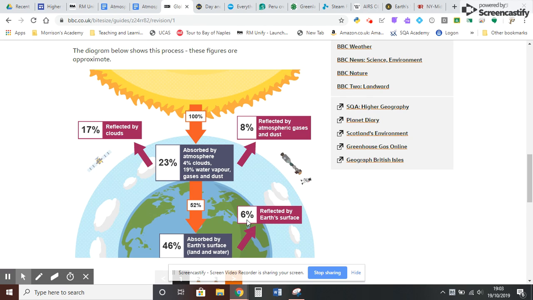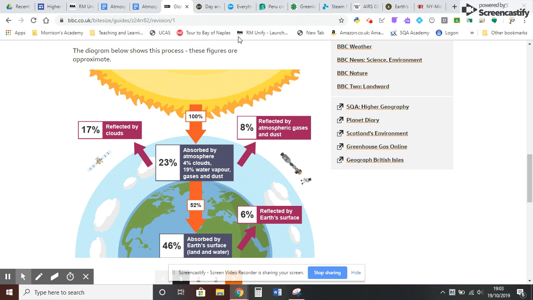It does vary depending on which particular diagram you're using. But if we go with the idea that 31% is reflected, whether it's by the surface, by gases and dust, or by the clouds, we need to think why. And this brings in the second major part of an exam answer. The reflection is done by a thing called the albedo of the Earth, also known as the albedo effect.